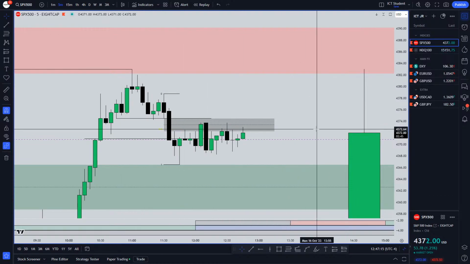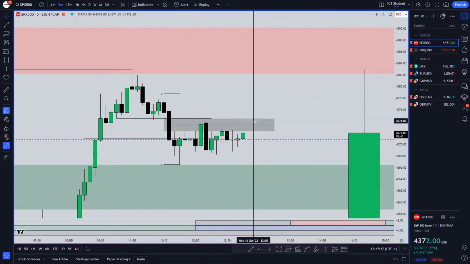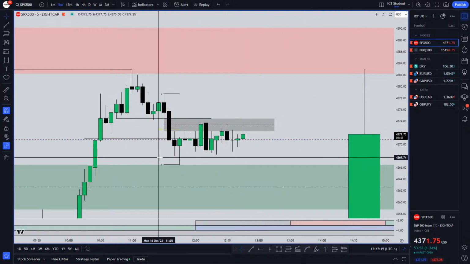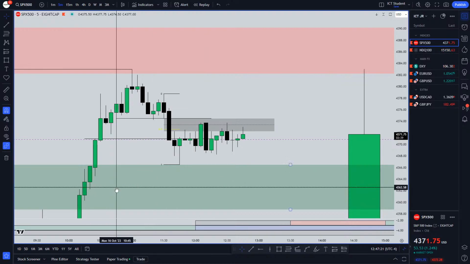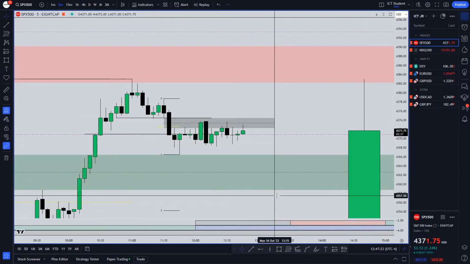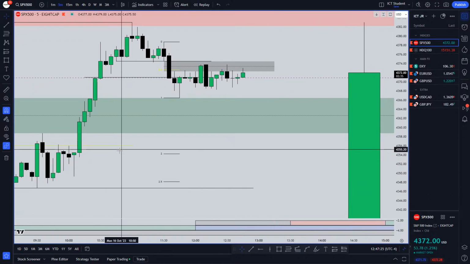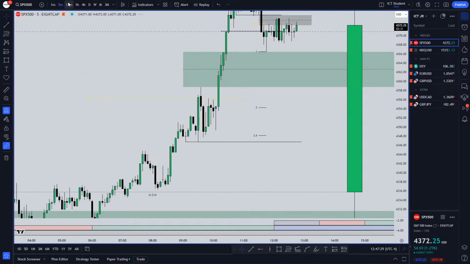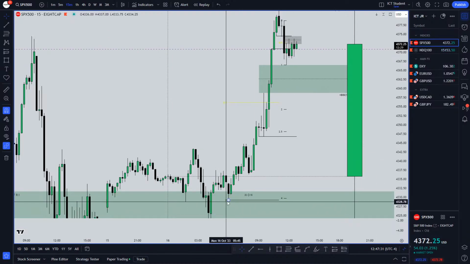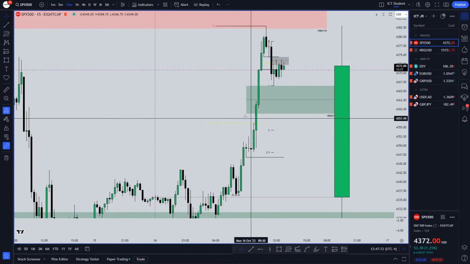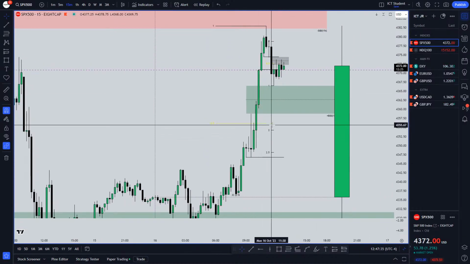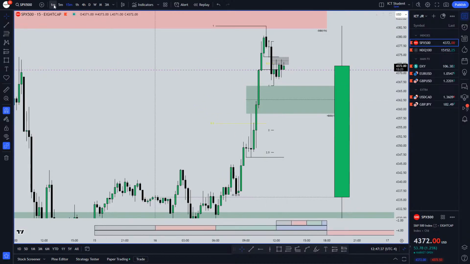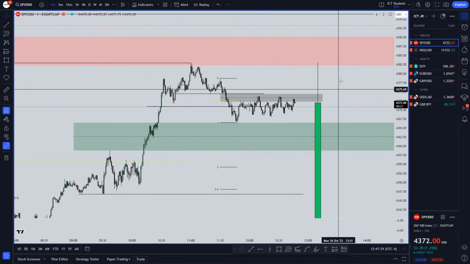But if we don't, then we're going to respect this and drop, take out this low, come inside this buy side balance here, and eventually probably into a discount on this 15-minute dealing range that we have marked out right here. From this low to this high, that is our dealing range. If we come back down to a discount, that would be very ideal for me. That is what I'm watching.